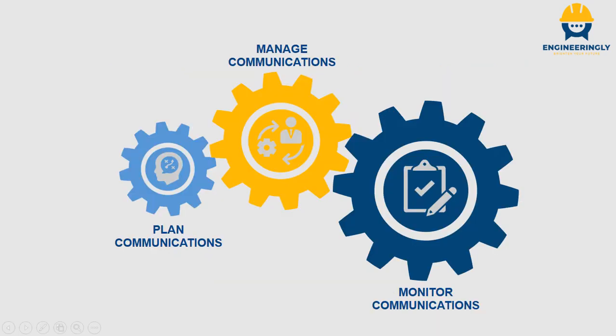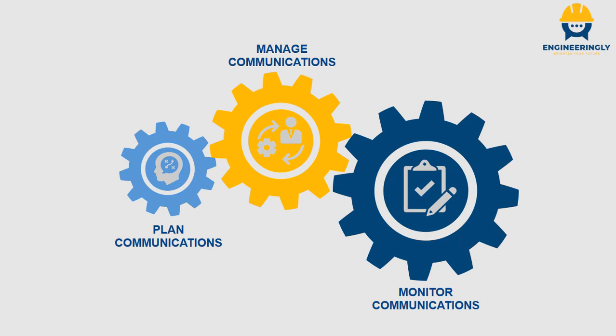There are three stages in project communications management. The first one is plan communications. At this stage, a communication management plan is developed. In this plan, it's described in detail what type of information should be communicated to which stakeholders at which time. For example, the project progress report should be communicated to stakeholders A, B, and C in a bi-weekly manner. That's what the communications management plan describes.